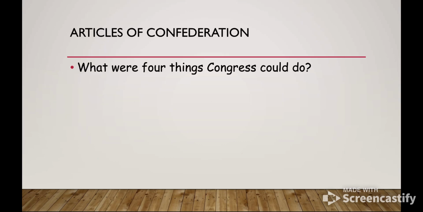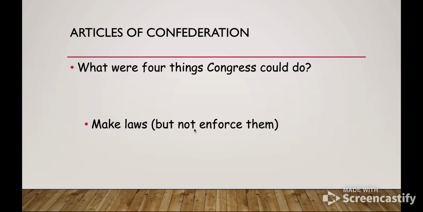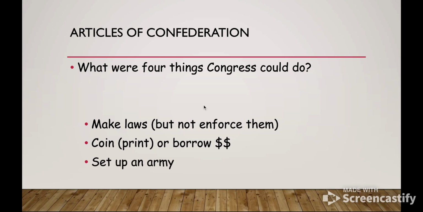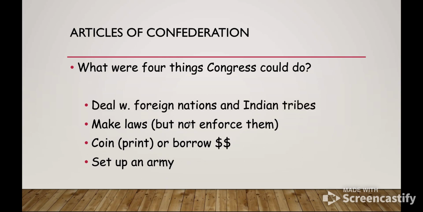So under the Articles, Congress could do four things. And all these were good things. They could make laws, but not enforce them. We'll talk about that in a second. They could coin or print up money or borrow money from other countries. They could set up an army. Obviously, that's important for protection purposes, and they could deal with foreign nations and Indian tribes. So Congress could do some good things, but we're going to see they weren't allowed to do enough.